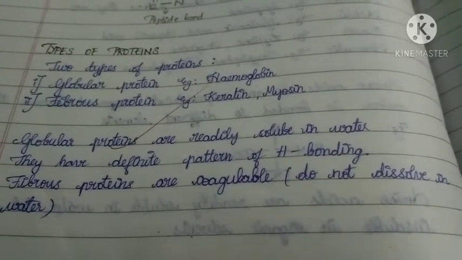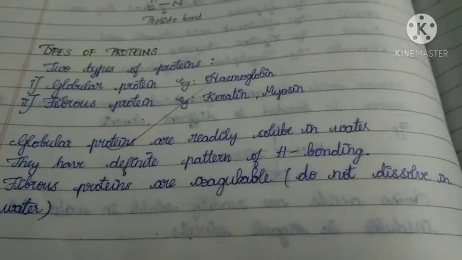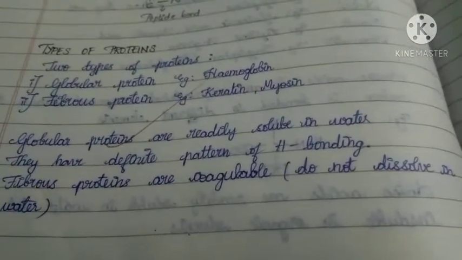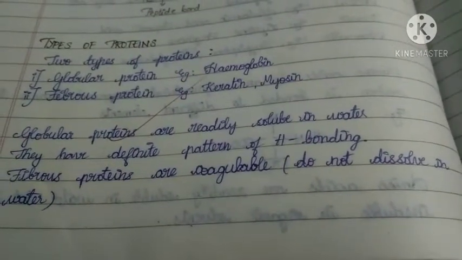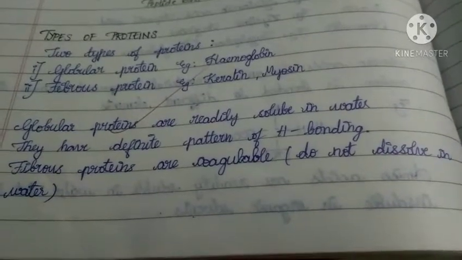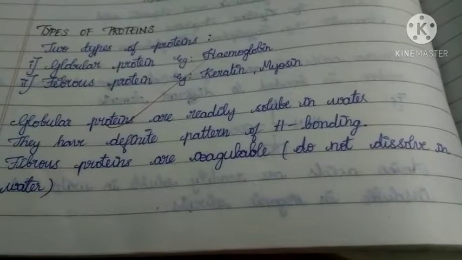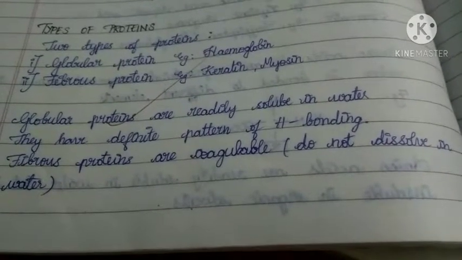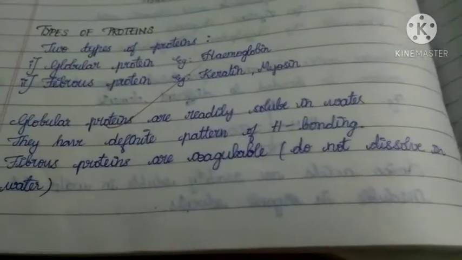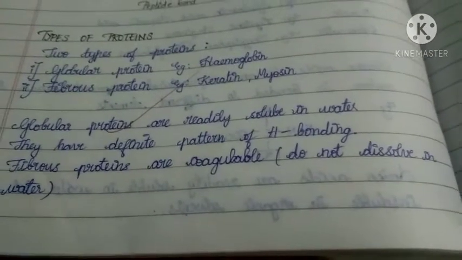For example, in case of globular proteins, hemoglobin that is present in blood. For fibrous proteins, examples are keratin and myosin. This keratin is present in hair, silk, wool. This myosin is present in muscles.